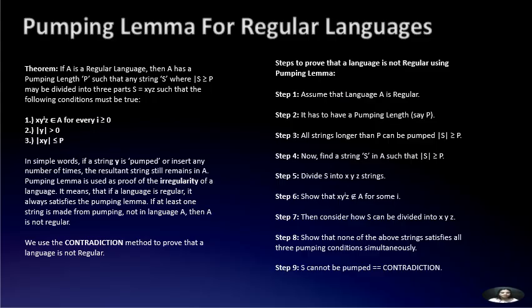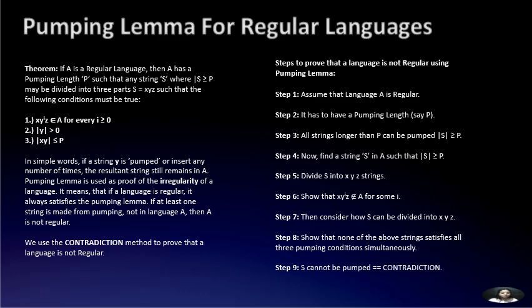Pumping lemma for regular languages. Theorem: if A is a regular language, then A has the pumping length P such that any string S where the length of S is greater than or equal to P may be divided into three parts, S equals XYZ, such that the following conditions must be true. That is, XY^iZ belongs to A for every i greater than or equal to 0. The second condition is the length of Y is greater than 0. The third condition is the length of XY is smaller than or equal to P.